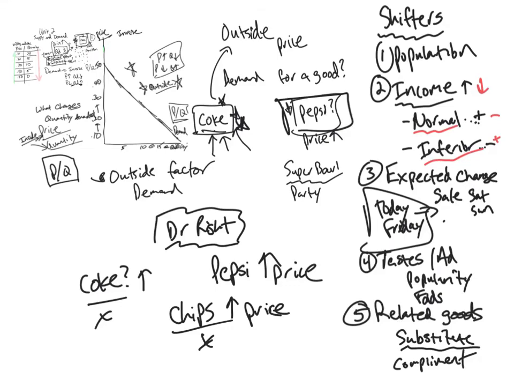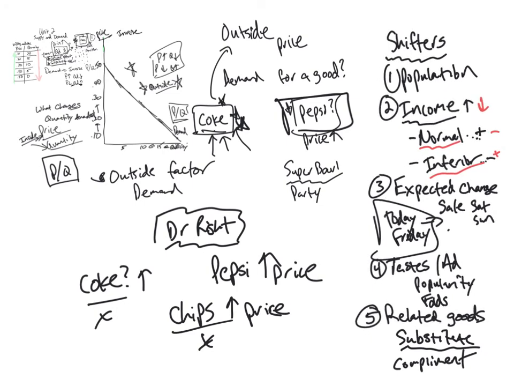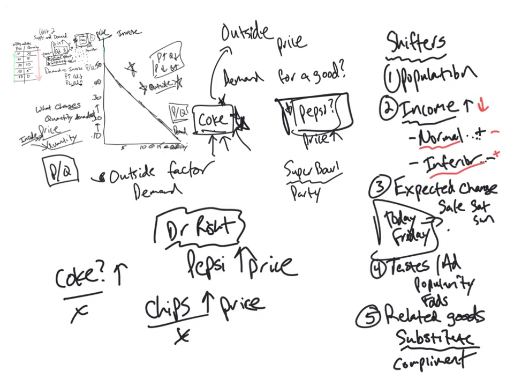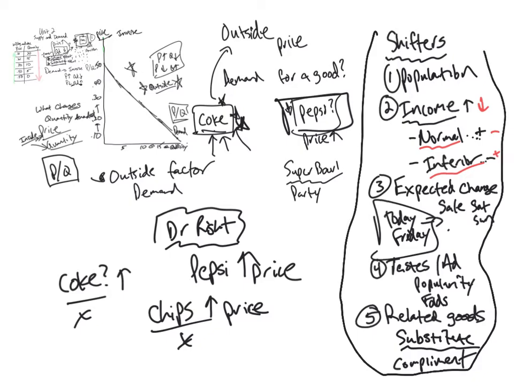So in the last video, we talked about all these shifters in the demand curve and how they might influence the demand for a good. So what we're going to do now is take a look at what that looks like on a graph. We're going to take these shifters: population, income, expectation, taste, advertising, and related goods. We're going to go through a few examples and see how that impacts our original model that we had set up over here, this demand curve that we have on this side.